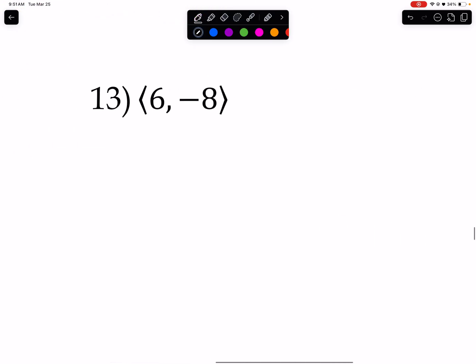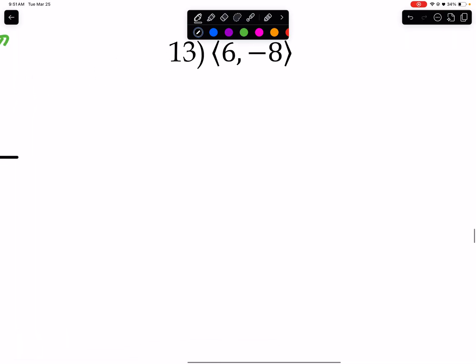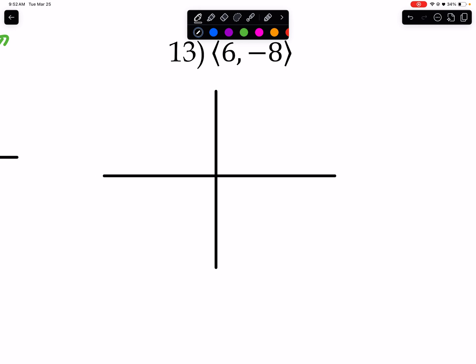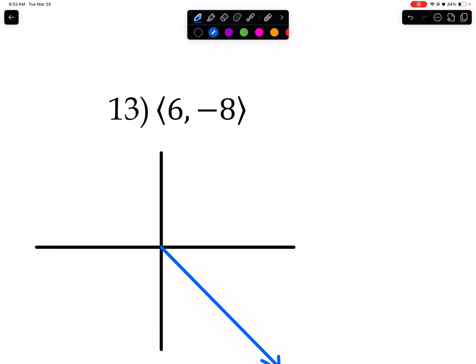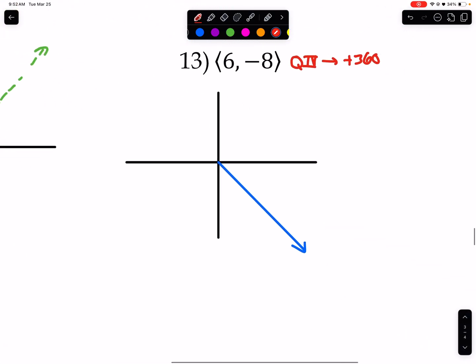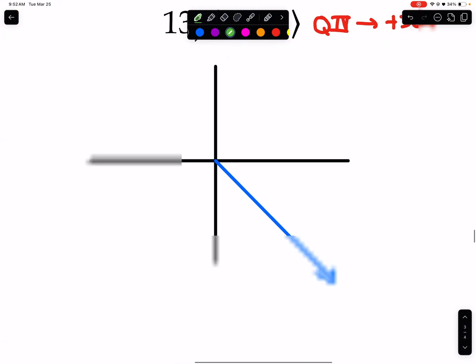And then last but not least, we're going to go ahead and do 13. Let me actually start with the sketch this time, which is what I'm supposed to do. All right, so we have the vector 6, -8, which is going to put us down here in quadrant 4. So because we are in quadrant 4, what that tells us is our final angle in standard position, we're going to have to add 360. So when I do that standard position angle, that's going to give me this full angle right here.